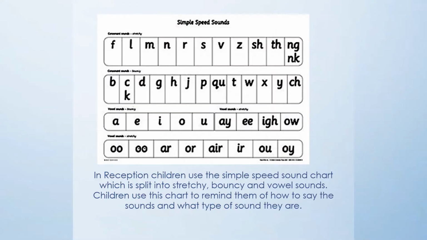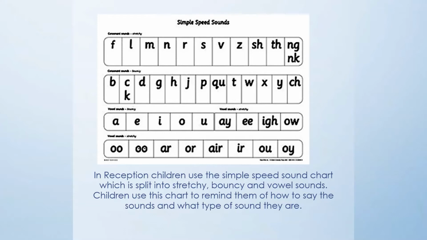In reception, we look at the simple speed sound chart. This is where we have all of those simple sounds in one chart, and they're split up into stretchy sounds, bouncy sounds, then at the bottom we've got vowel sounds that are bouncy and vowel sounds that are stretchy. A stretchy sound is a sound that you can stretch for as long as you can hold your breath.